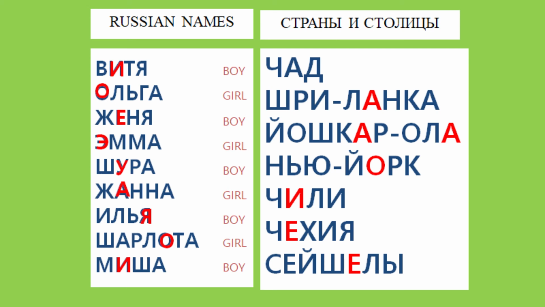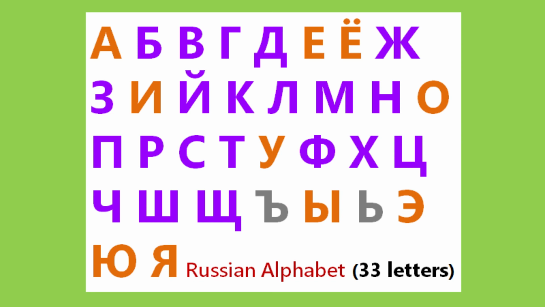Страны и столицы: Чад, Шри-Ланка, Йошкар-Ола, Нью-Йорк, Чили, Чехия, Сейшелы. You have learned all the Russian alphabet and read another 144 new Russian words.